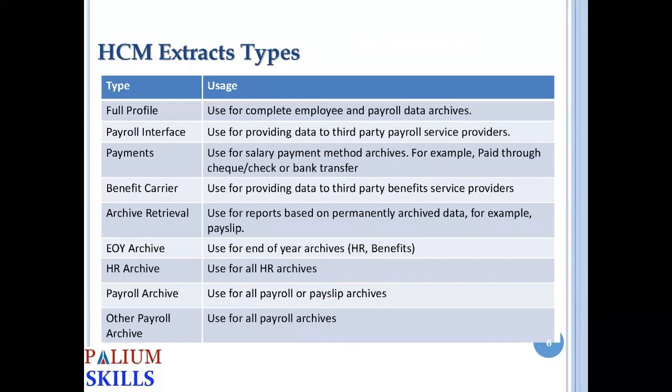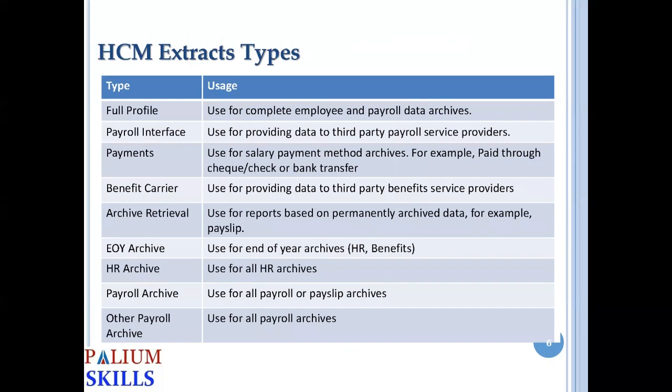Then it's the payments interface, how much has to be paid. It could be used for sending to the bank, for effecting the bank transfer from the company bank account to the respective employee bank accounts. Benefit carrier, these are used for providing data to third-party benefit service providers. Archive retrieval, this is used for reports based on permanently archived data. For example, payslip, where you want to keep a copy of the data for maybe a review or for audit purposes in future.